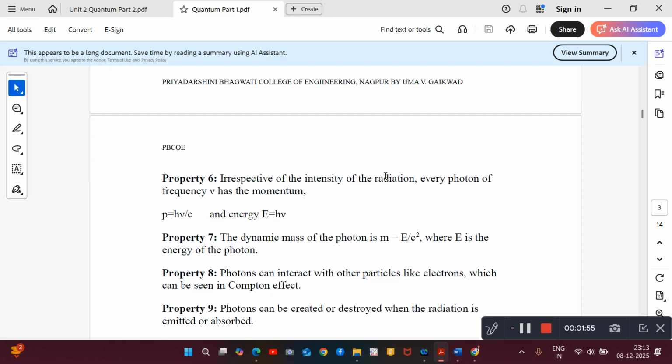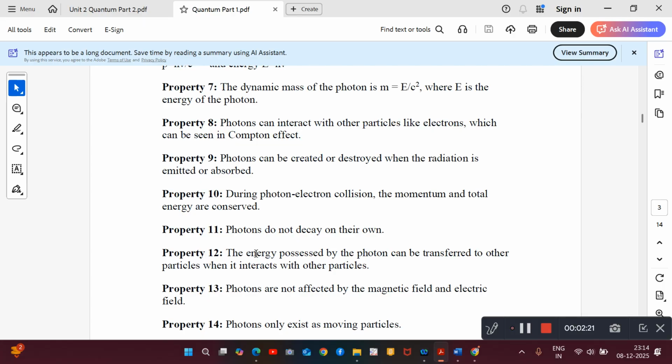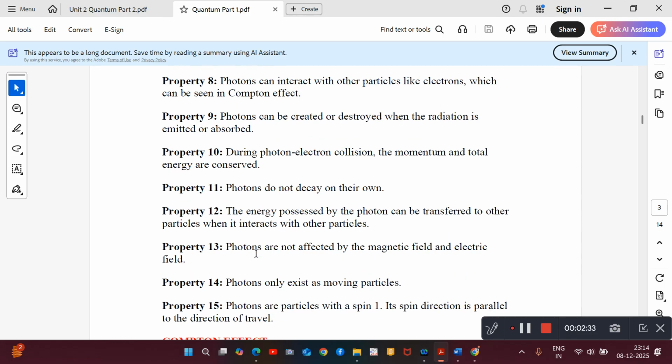Irrespective of the intensity of radiation, every photon of frequency nu has momentum, which is expressed by the equation P equal to h nu upon c. The dynamic mass of the photon is E upon c square, where E is the energy of the photon. Photons can interact with other particles like electrons, as seen in the Compton effect. Photons can be created or destroyed when radiation is emitted or absorbed. During photon-electron collision, momentum and total energy are conserved.